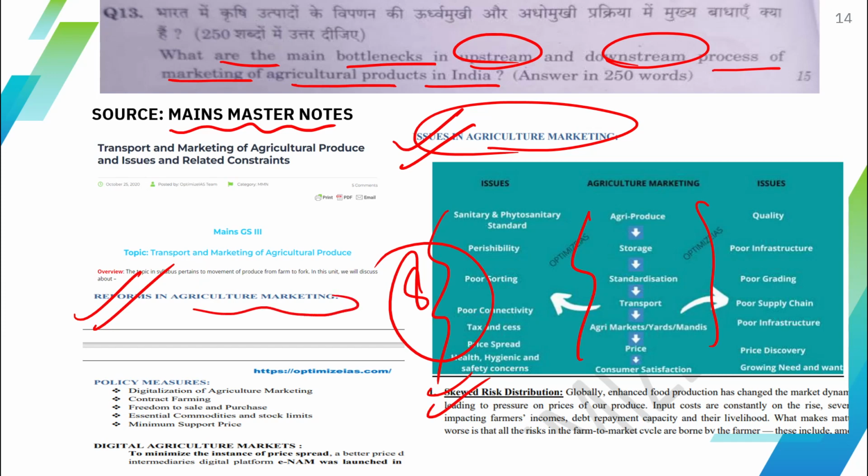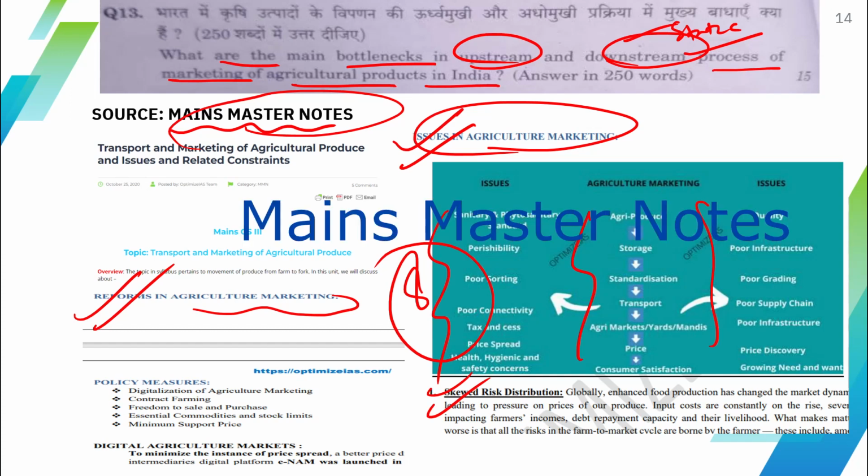For agriculture marketing, guys, these are the best notes you can read. Very holistic, very comprehensive. Again, this is a directly static part from the mains master notes. You see how many questions have come current. You cannot even count on fingers. I don't think more than 2 or 3 questions have come current.